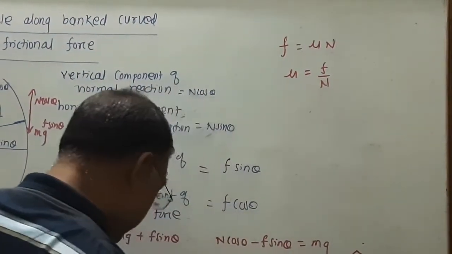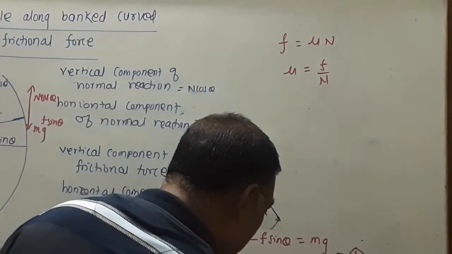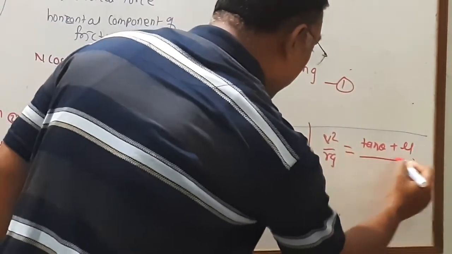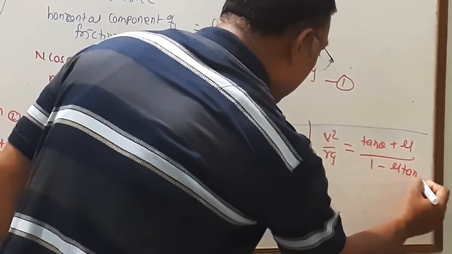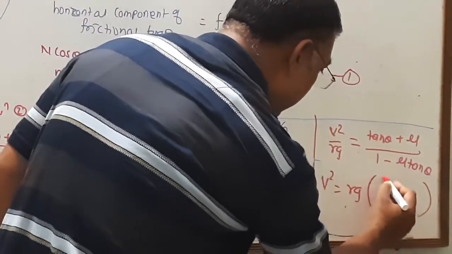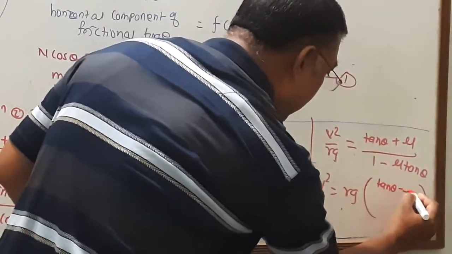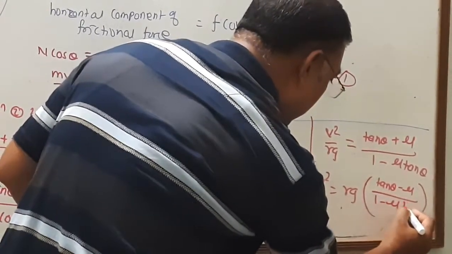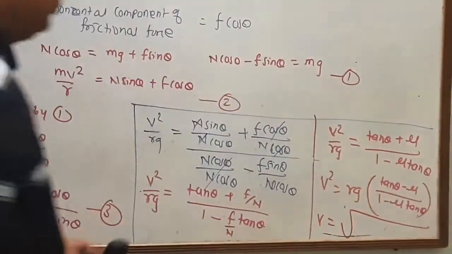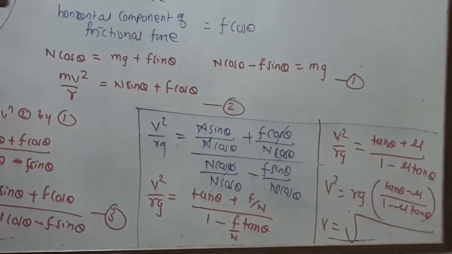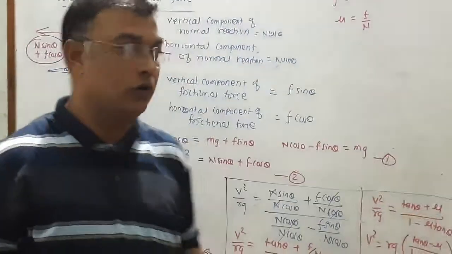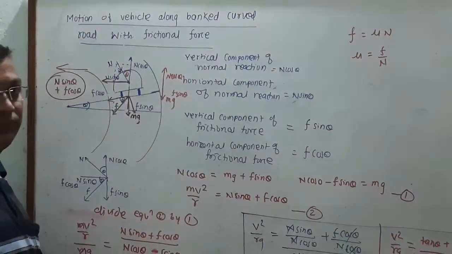You are getting the equation, that is v square upon rg is equal to tan theta plus mu upon 1 minus mu tan theta, or v square is equal to rg in bracket, tan theta plus mu upon 1 minus mu tan theta here. So v is equal to under root of the whole thing. This is the equation for the maximum speed of the vehicle along the banked road, taking into account the frictional force.